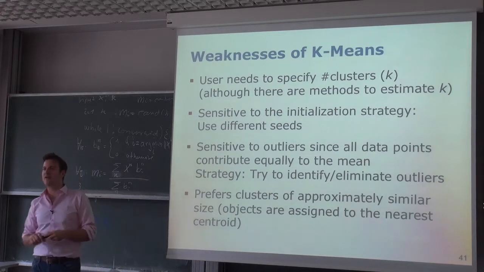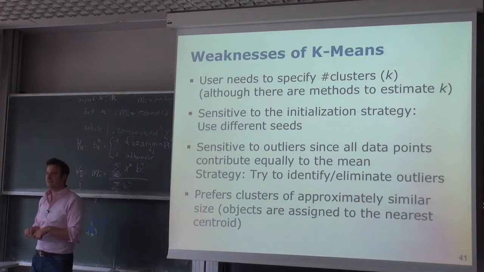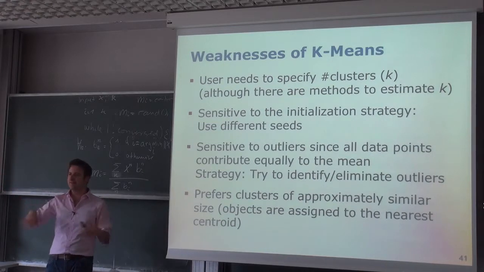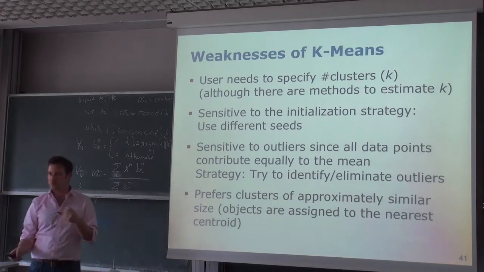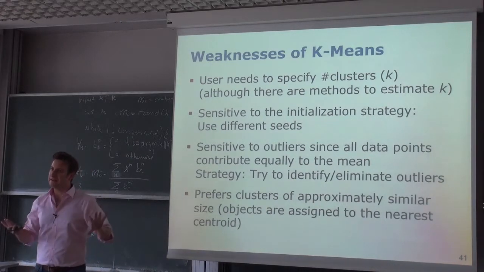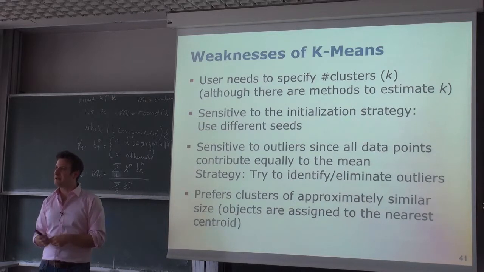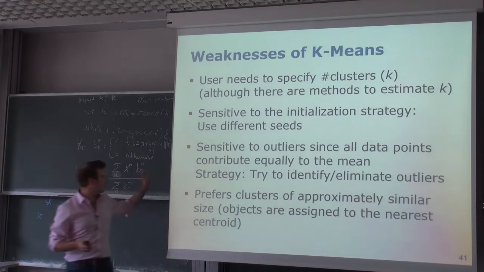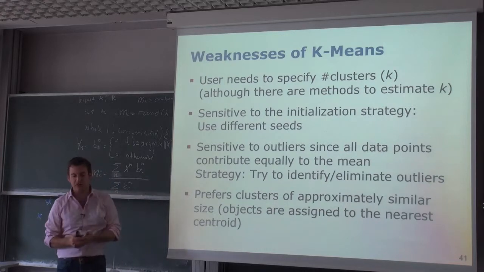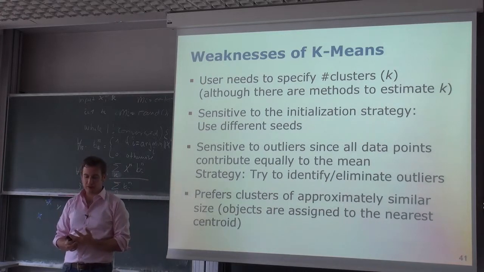Or I need to have a certain outlier handling: if I have points which are very far away from all other points, I basically ignore those points, or if a centroid is only supported by a very small number of data points, I may delete it. So there are some techniques to handle that, but in the standard approach, as it was formulated here, the approach is actually sensitive to outliers.